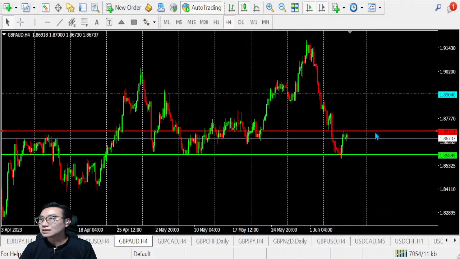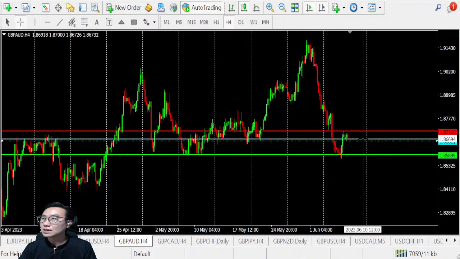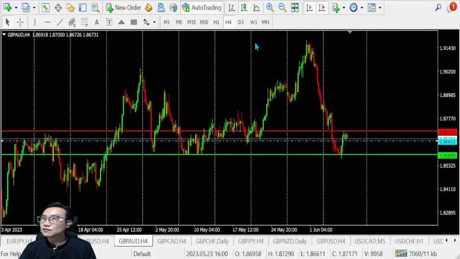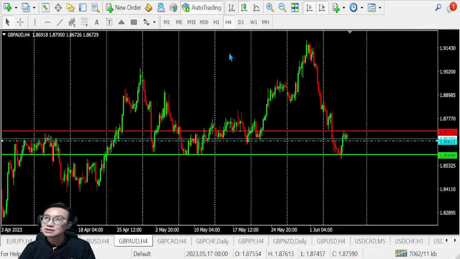So let's take a look. Is there any resistance here? Yes, there's one resistance here. Is there any support down there? Yes, over here. Okay, so we can see the support. Okay, it's over here. Right, so we are very near. We are about 10 over pips to go. Once it breaks below, all right, then we still have about 70 pips to go.